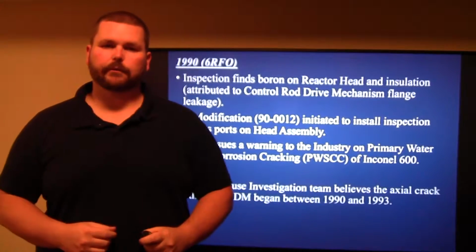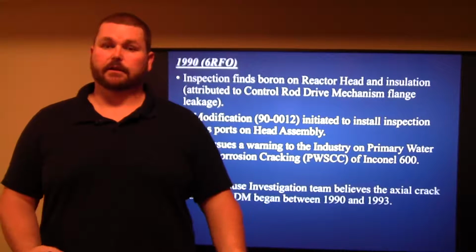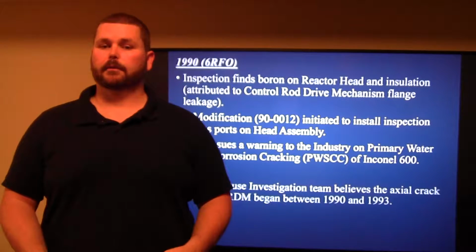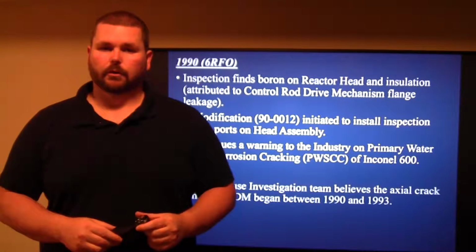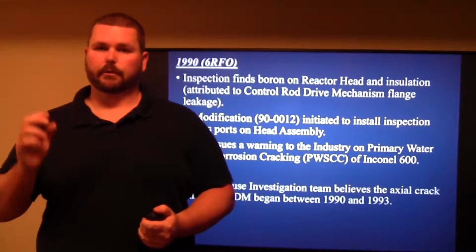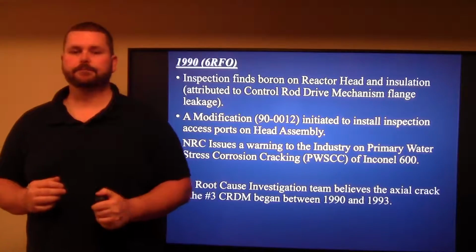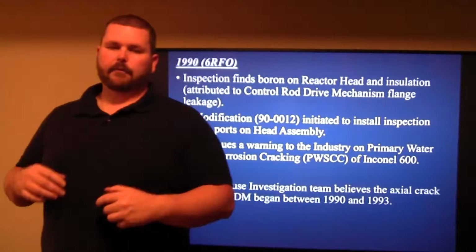In 1990, during their number 6 refueling outage, they went into inspections and found there was boric acid on the head of the reactor. It was coming from the flange on the control rod drive mechanism. There was a problem with the gasket. Even when they put in the replacement gasket, even that leaked. It was a common cause with this type of head. And they're having problems with the inspection.